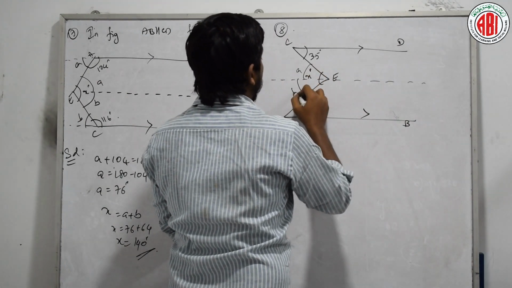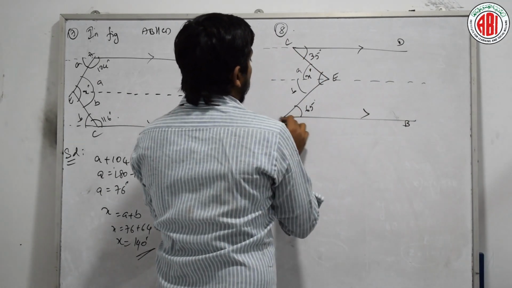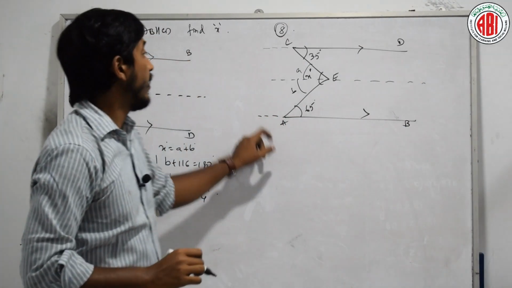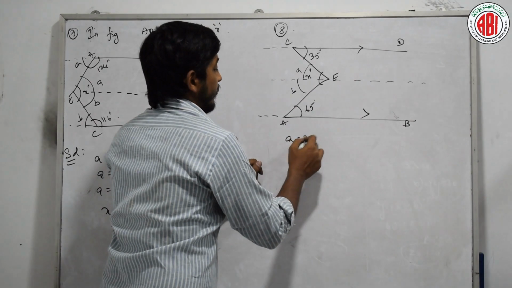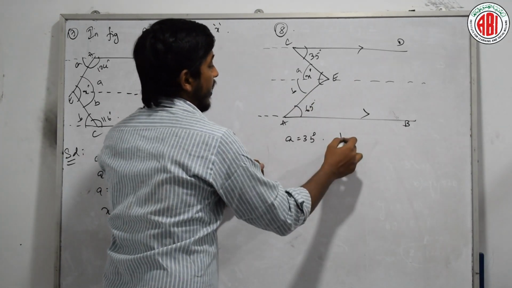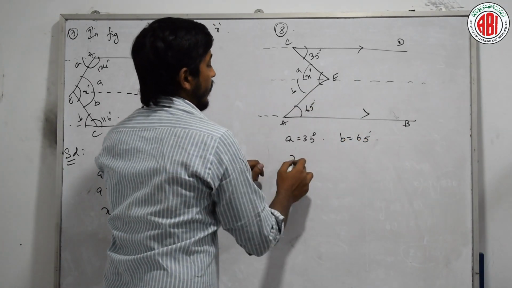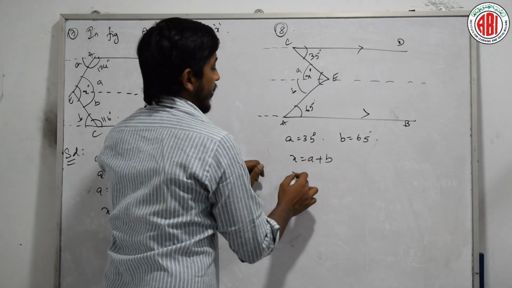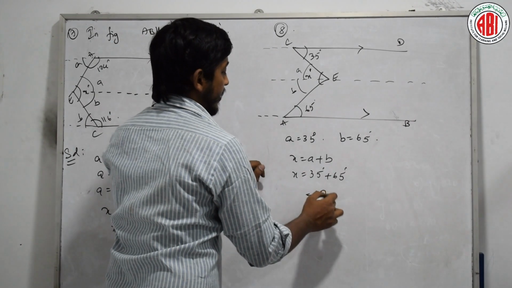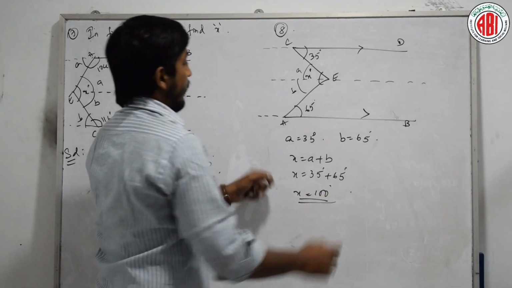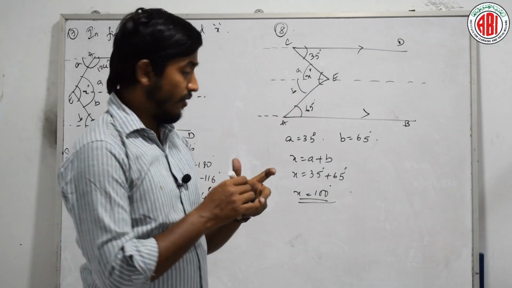Let us say this as A and this as B. Okay? Is it fine? If you observe, A is nothing but 35 directly here. Here B is nothing but 65. Then what is my x? A plus B, that is nothing but 35 plus 65, which is 100. Is it clear? Did you understand?